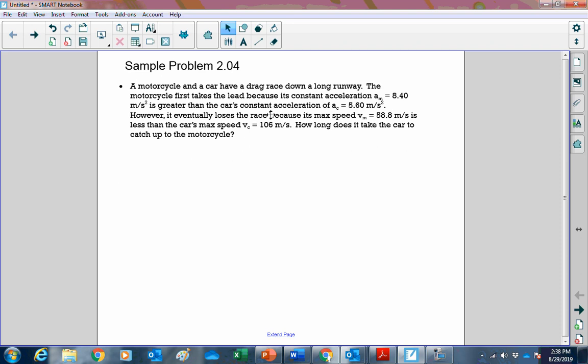And the scenario is a drag race, and just so you know, this would be both of them starting from rest, which is not explicitly stated here, but let's separate out the information, okay? So we have the motorcycle.